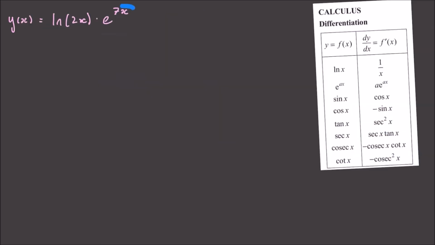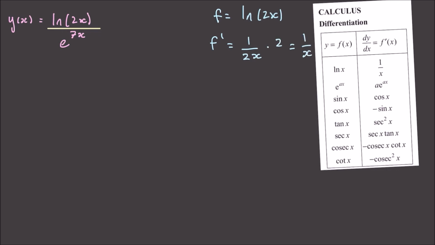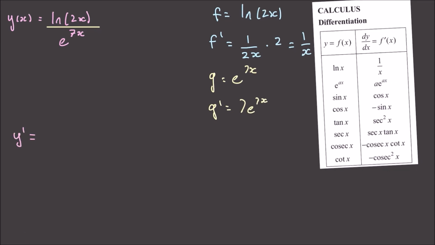Right, let's use another example from one we did before. We'll change it from a product to a quotient, just to see how this all works. F is this bit on top, which differentiates to just 1 over x. We did this before. G is this bit on the bottom, differentiates to 7e to the 7x. Let's chuck it into our f prime g minus g prime f all over g squared.